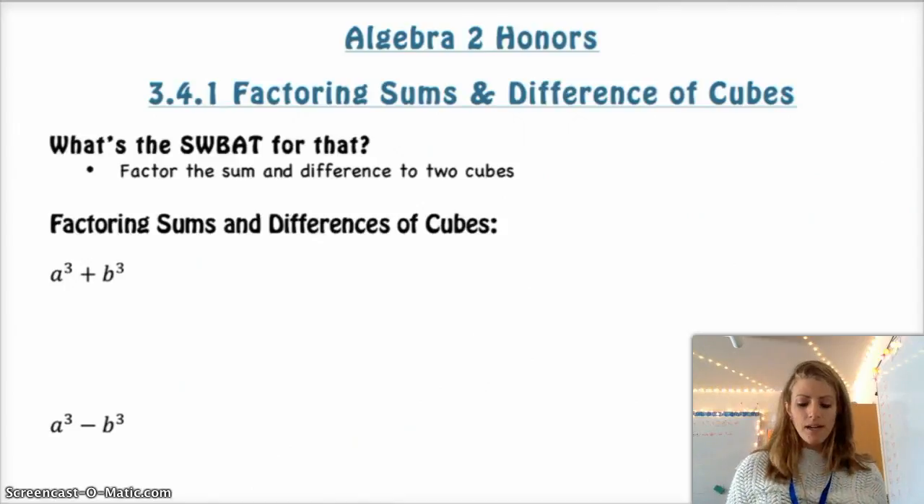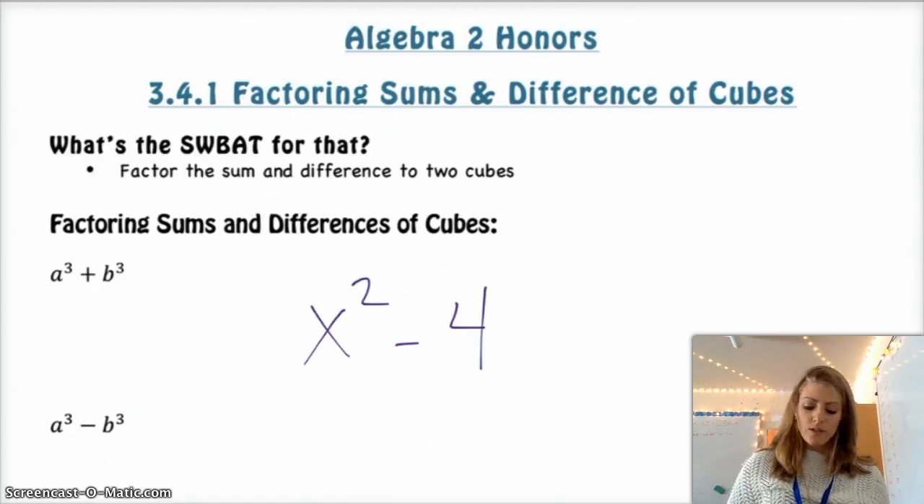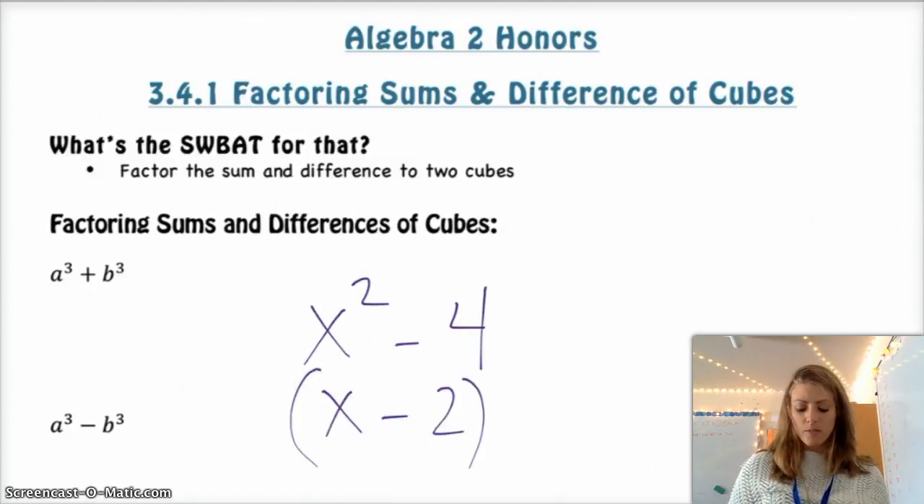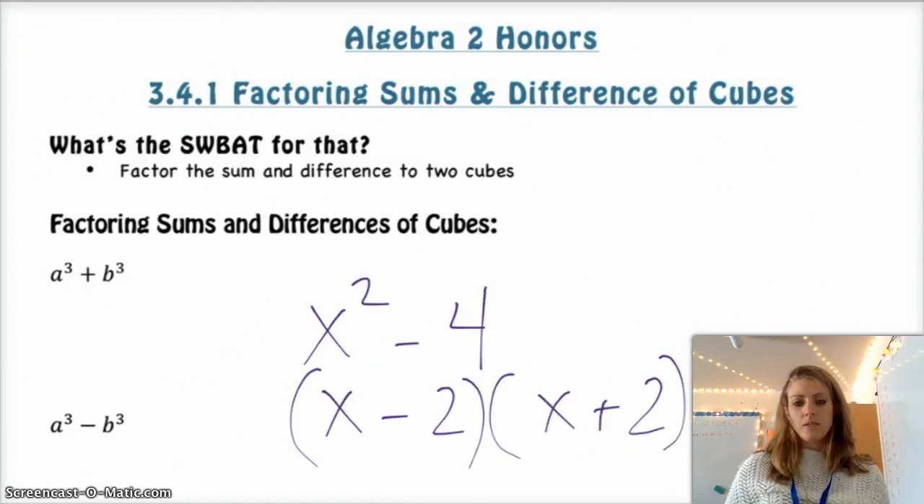So this is just a special case, just like a difference of two squares, right? So if we have something like x squared minus 4, both of those are two perfect squares, so that factors to x minus 2 times x plus 2. And it's a special case, so it's got a special quick way of factoring. And so sums and differences of cubes are similar. They just kind of have a formula that helps you factor it a little bit. And so we're going to go over that.